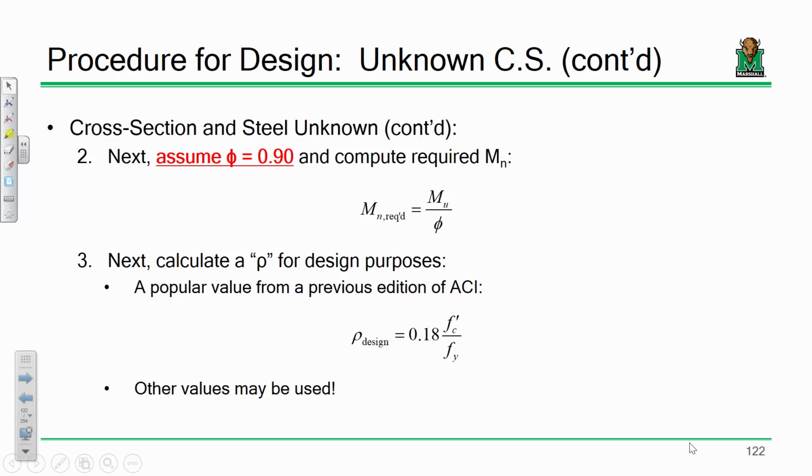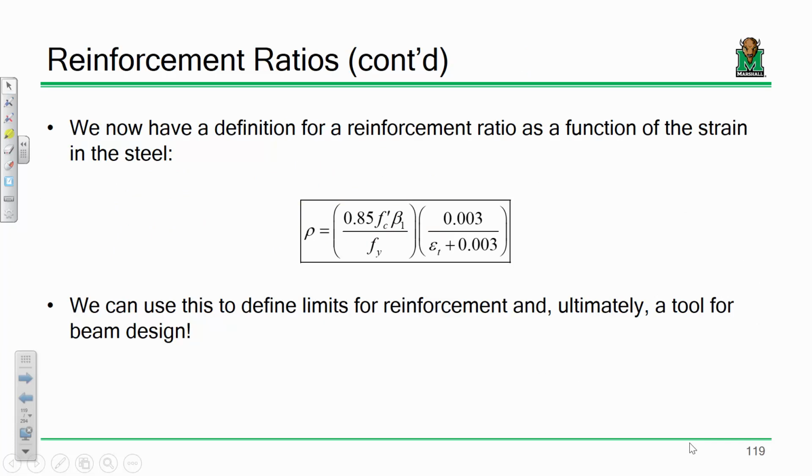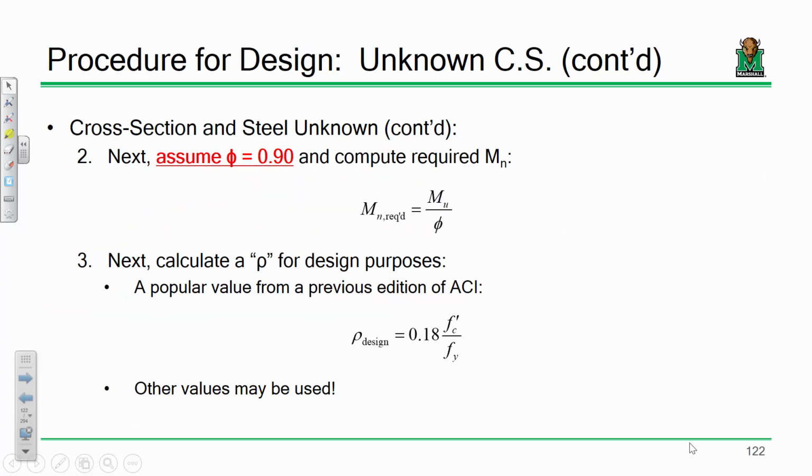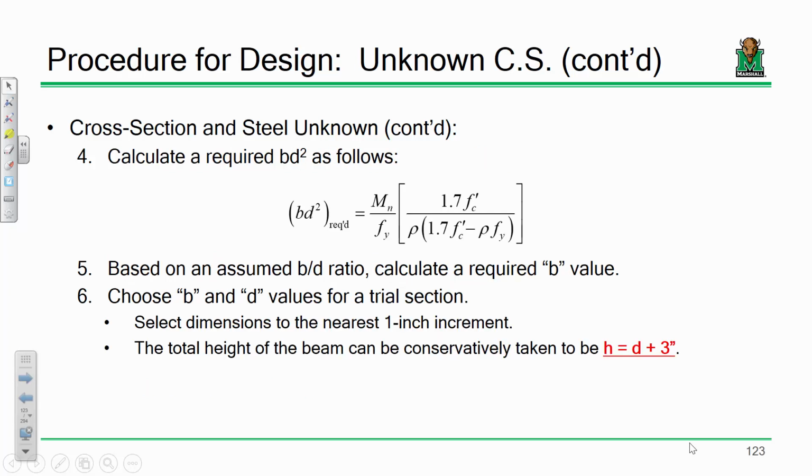Now, next thing that we've got to do is compute a reinforcement ratio. One reinforcement ratio you could use is 0.18 fc' over Fy. You could also just choose a target strain value in your steel and use that. That could be your reinforcement ratio, whichever one you want. For simple, straightforward stuff, I usually use that. Once you've got your reinforcement ratio, you know your material properties, and you've got MN, you can calculate your bd squared. That'll tell you about how big the beam needs to be.